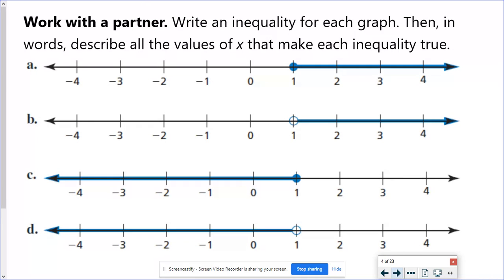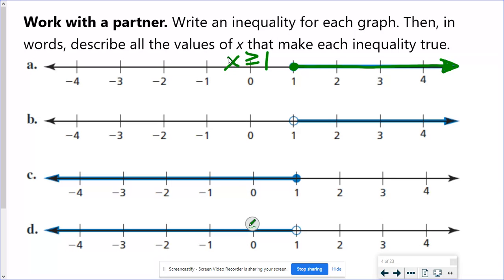Here I have 4 graphs that all use the number 1 as their important number. 2 of them have open circles, 2 of them have filled in circles, 2 go to the right, 2 go to the left. So we're always going to have x as our variable, and I want to know what the sign is going to be between the x and the 1. Because it's shading to the right, that's going to be a greater than. And because this is a filled in circle, it's also equal to.